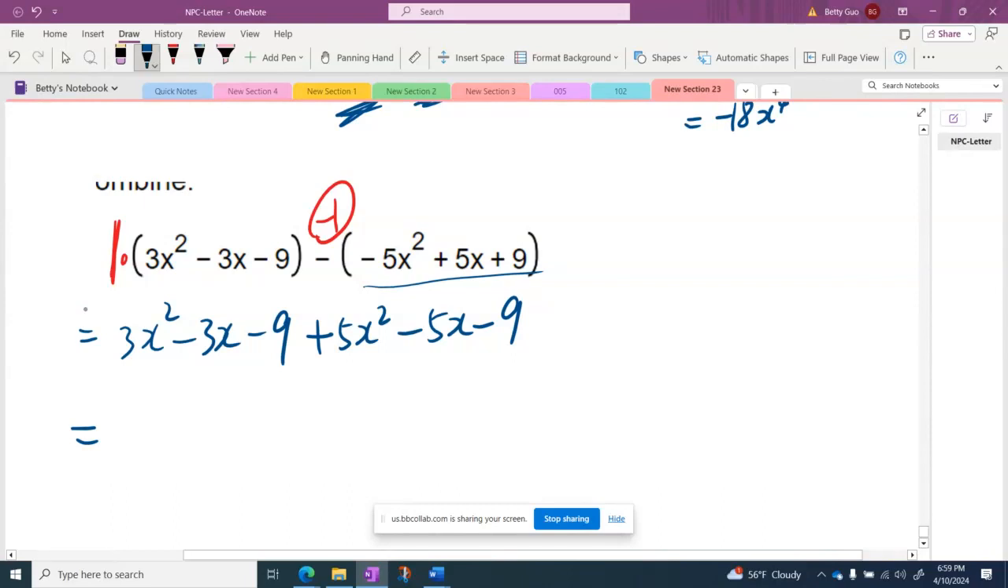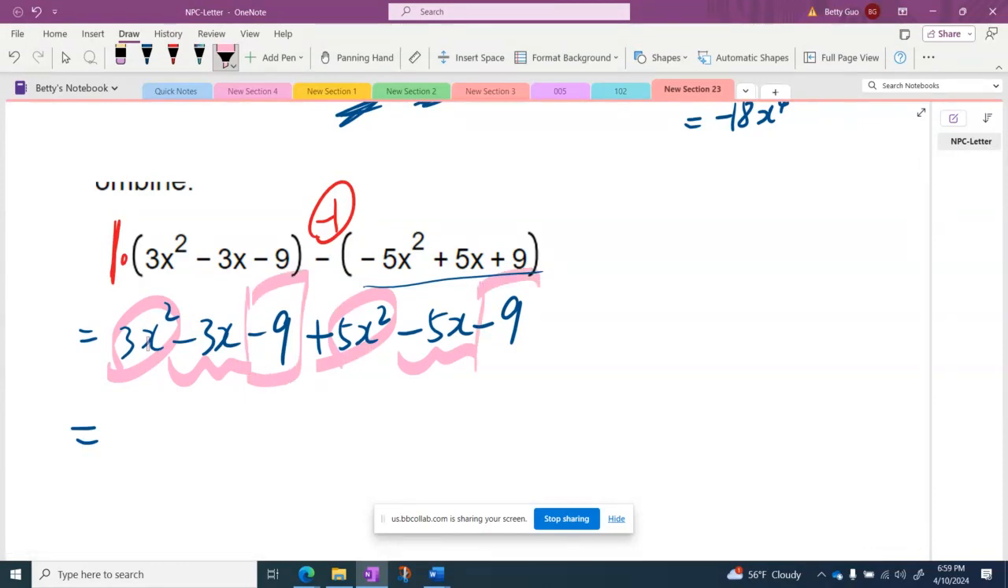So we have this one, like terms, and this and that are like terms, and this one are like terms. 3x squared plus 5x squared add up to 8x squared. -3x minus 5x, -3, -5. You lose the game. The first game you lose $3, and then the second game you lose $5. So you lose $8, right? -8x. -9 minus 9, -18. That's the answer.